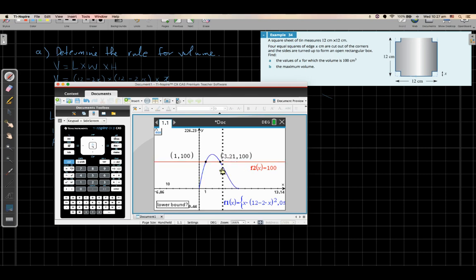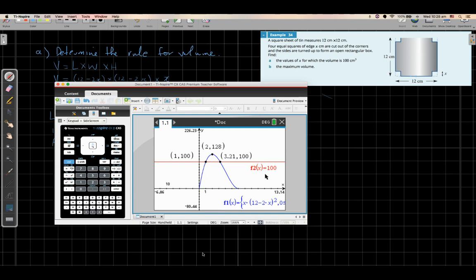Click on the cubic graph, and we go lower bound, click, upper bound, click, and we can see that the maximum volume for this scenario would be 128 cubic centimetres. That would occur if we cut little squares out that were 2 centimetres by 2 centimetres out of each corner and folded it up. We get a maximum volume of 128 cubic centimetres. It's a very, very common problem that you'll come across, the box problems.